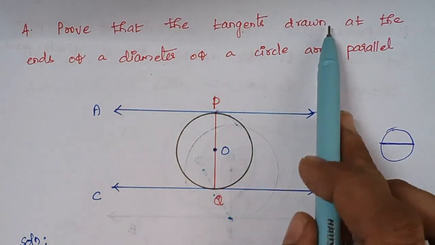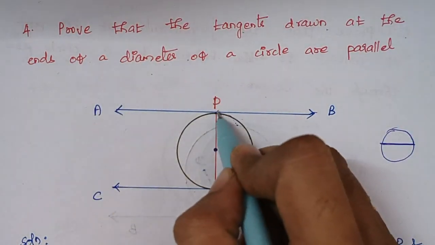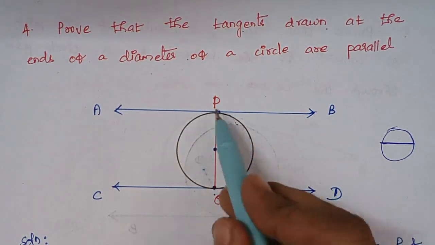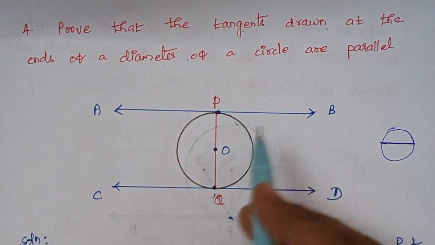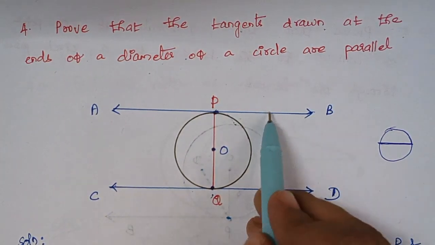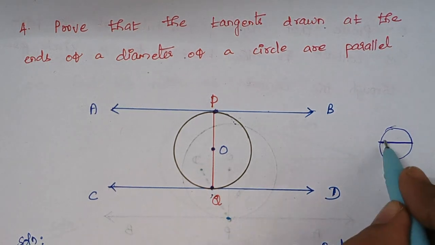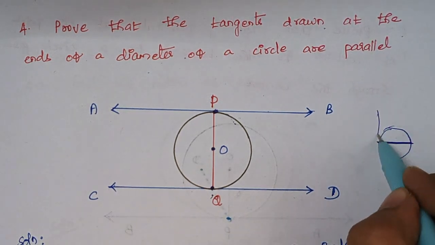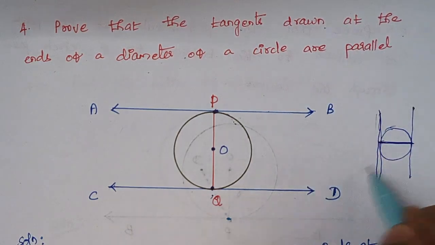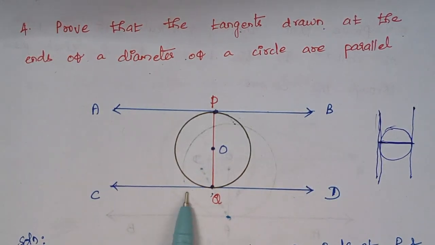And the tangents are drawn at the ends of the diameter. So what is the diameter end? This is one end of the diameter and this is the other end of the diameter. At these points we are drawing tangents, and finally we have to prove that these two tangents are parallel. So if you draw the diameter like this, then you can draw tangents like this. Both these diagrams are the same. Now we will consider this diagram.